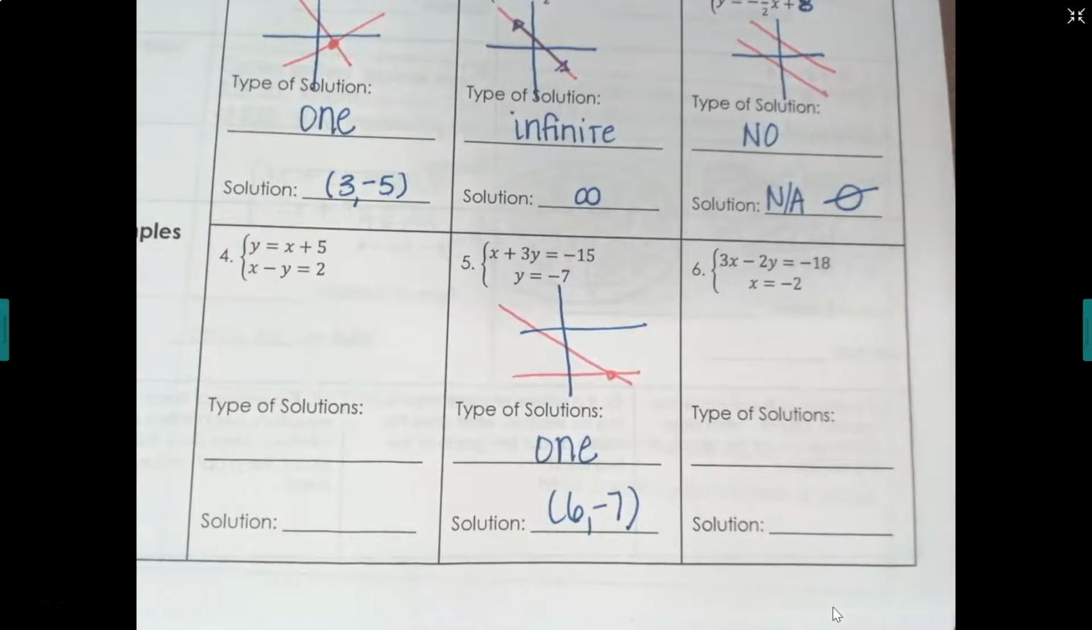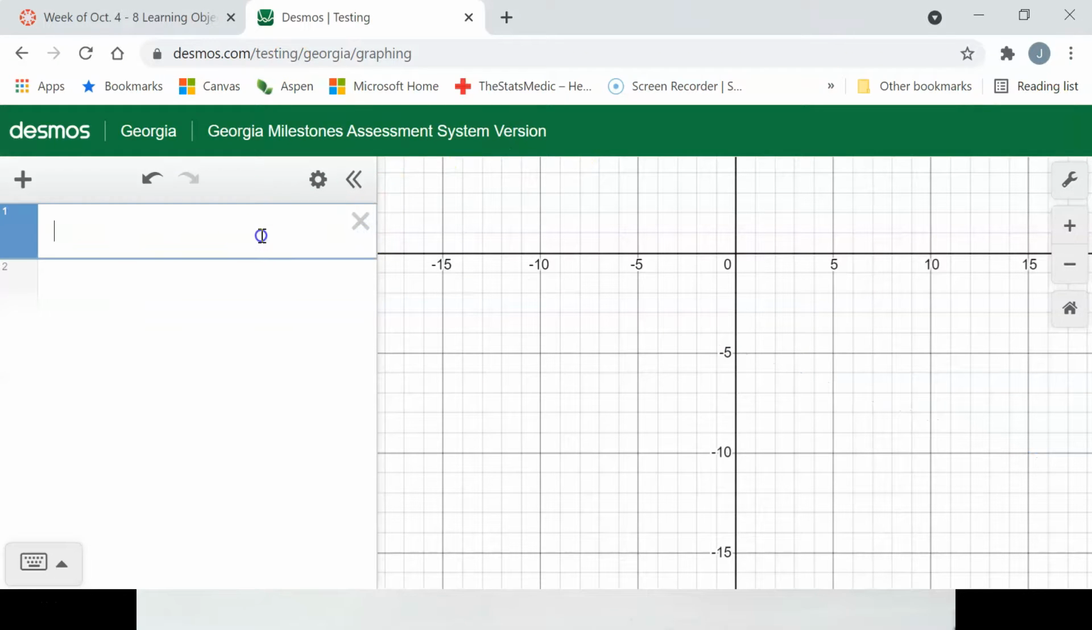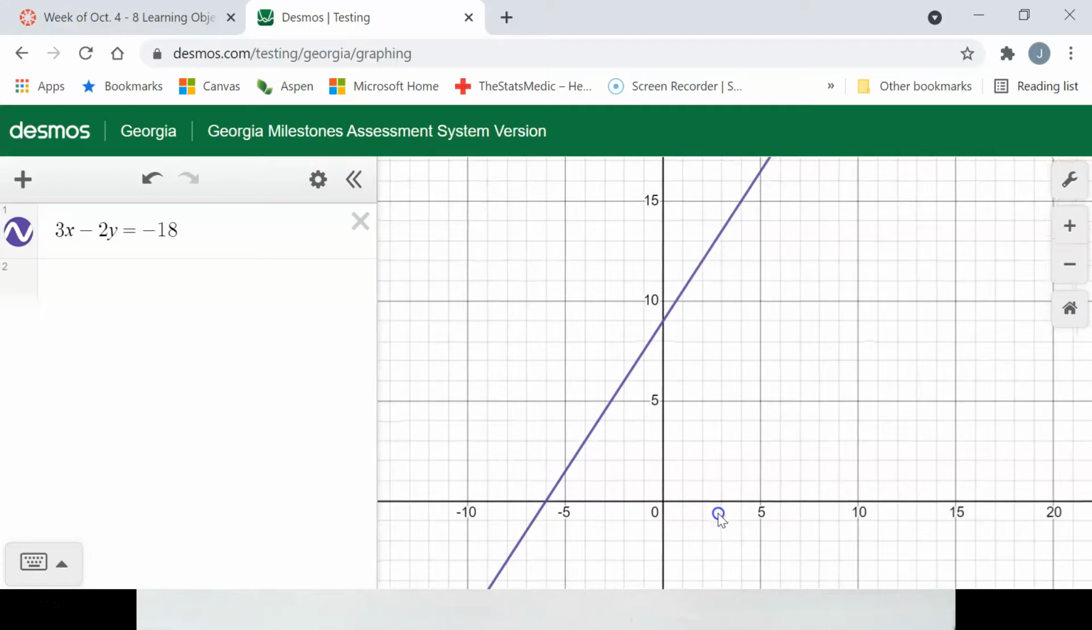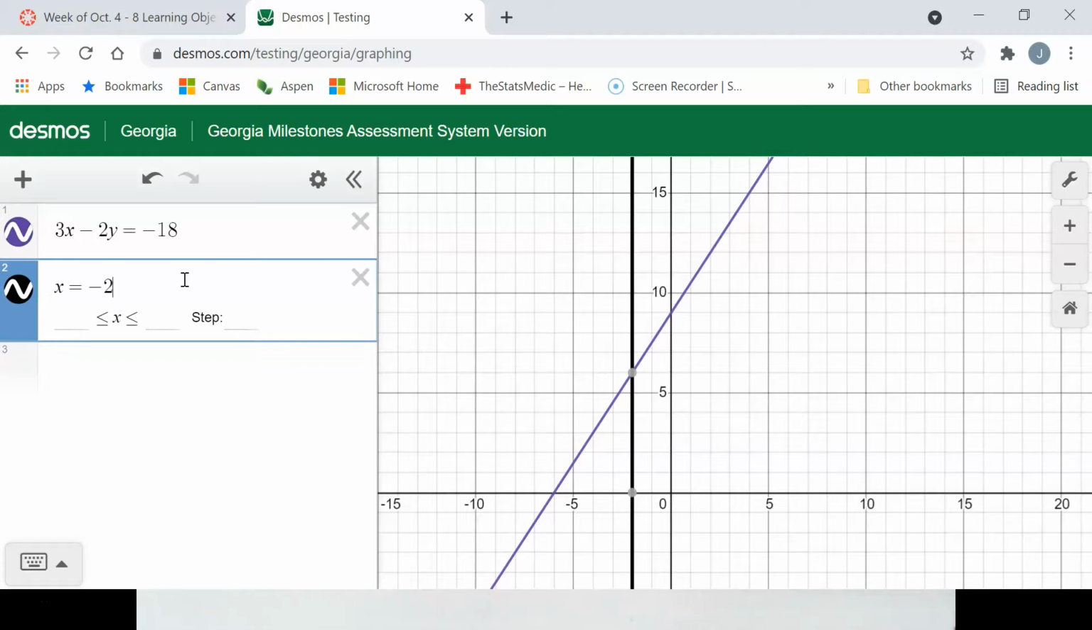All right, one last one, and you should be ready for the practice. Pull up Desmos again. We're going to X out of what we've already put into here. And I'm going to put the problem in for number 6. So we have 3x minus 2y equals -18. So that gives me my line. Let me scroll that so we can kind of see it a little bit better. Click below the first equation and go x equals -2. So that's a straight up and down line.